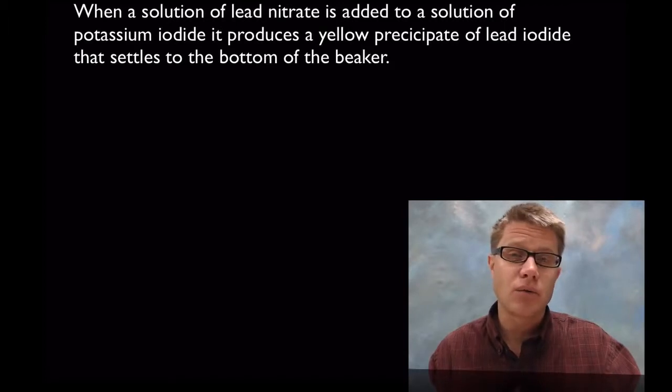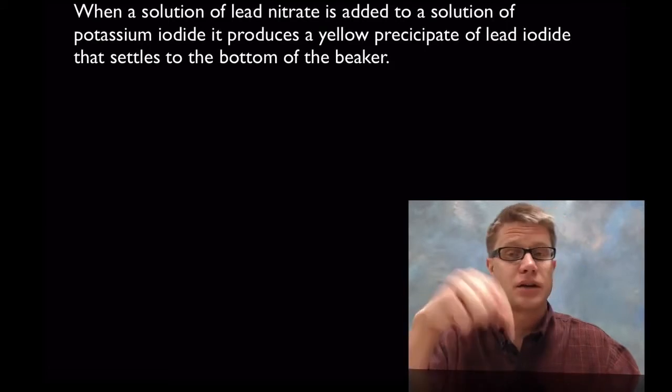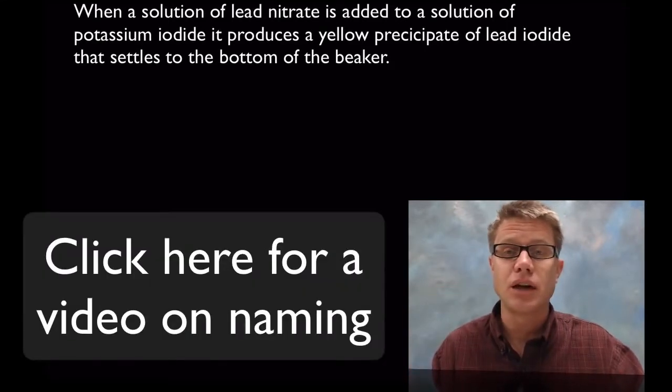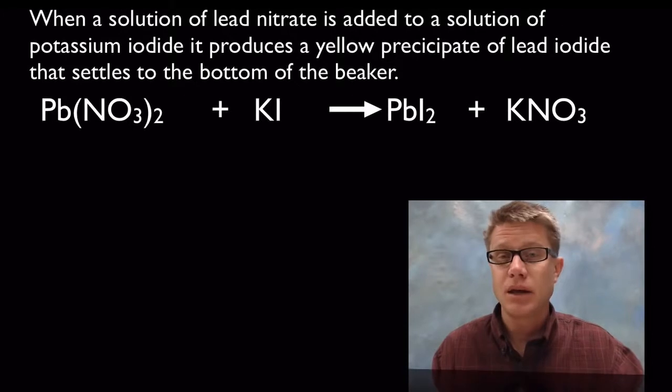Next thing I want to do is I want to write out my reactants and products. Now, if you don't know how to go from the name of a chemical to its equation and vice versa, I'll put a link down here to a naming molecules or a naming compounds video that should help out. So the first thing I want to do is I want to write out all the reactants and products. So now we've got lead nitrate, potassium iodide, making lead iodide and potassium nitrate.